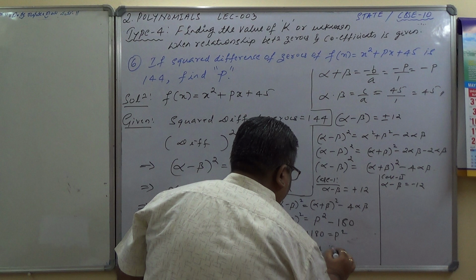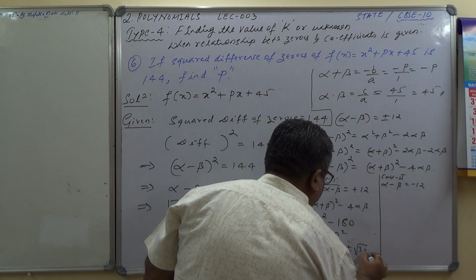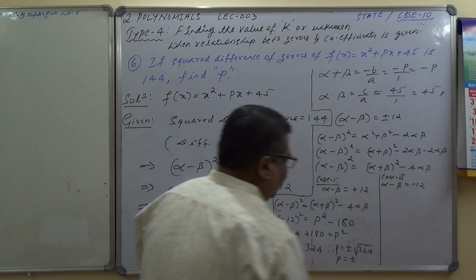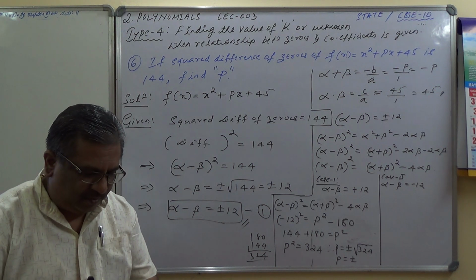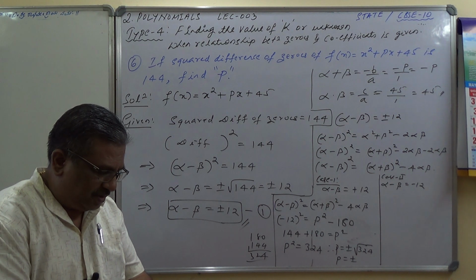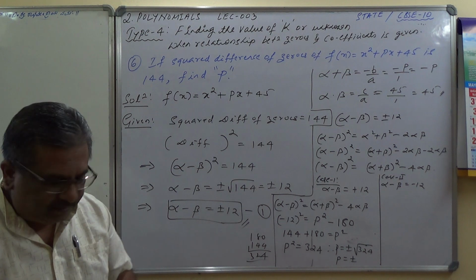Therefore p squared equals 324, and therefore p equals plus or minus the square root of 324. Let me check the value here. I don't know whether it's a perfect square or not. Let us check. 324, 18.